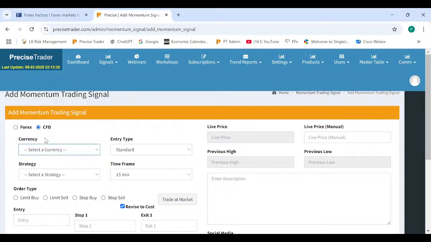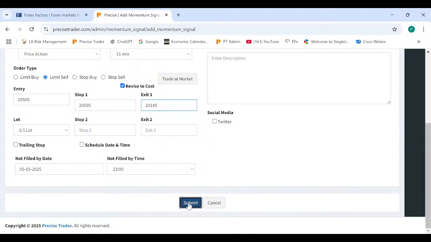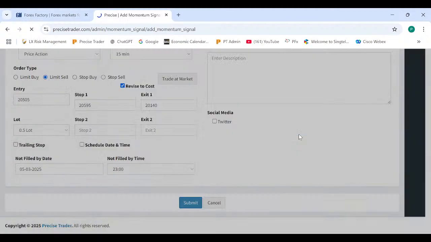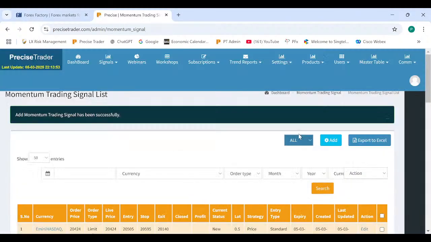So here on the Nasdaq we're trying to sell 20505, with the stop at 20595 and the TP at 20140. I'll give you the exact figures of entry, exit, and stop loss as we discuss further.